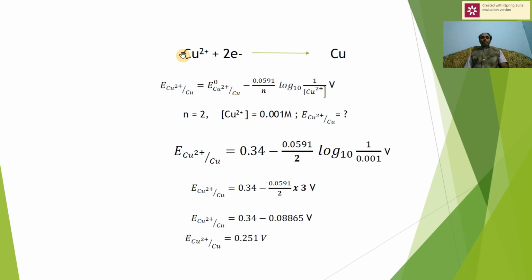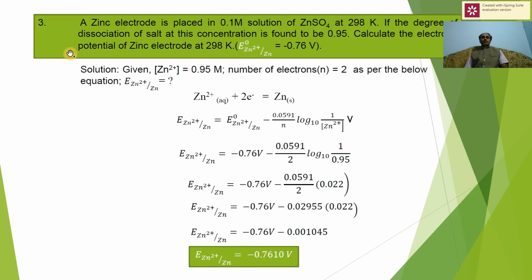Now, these are the steps involved in the calculation of the half cell potential of the copper, and finally we have got the answer as plus 0.251 volt. If you obtain 0.251 volt, this is the correct answer. Now I will move over to the third problem.